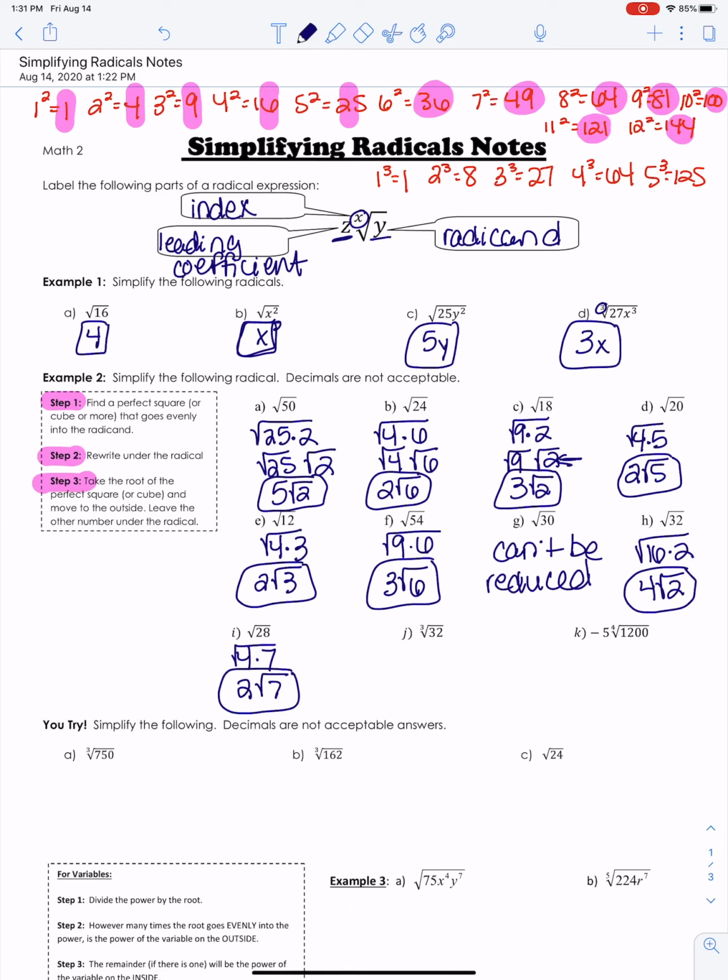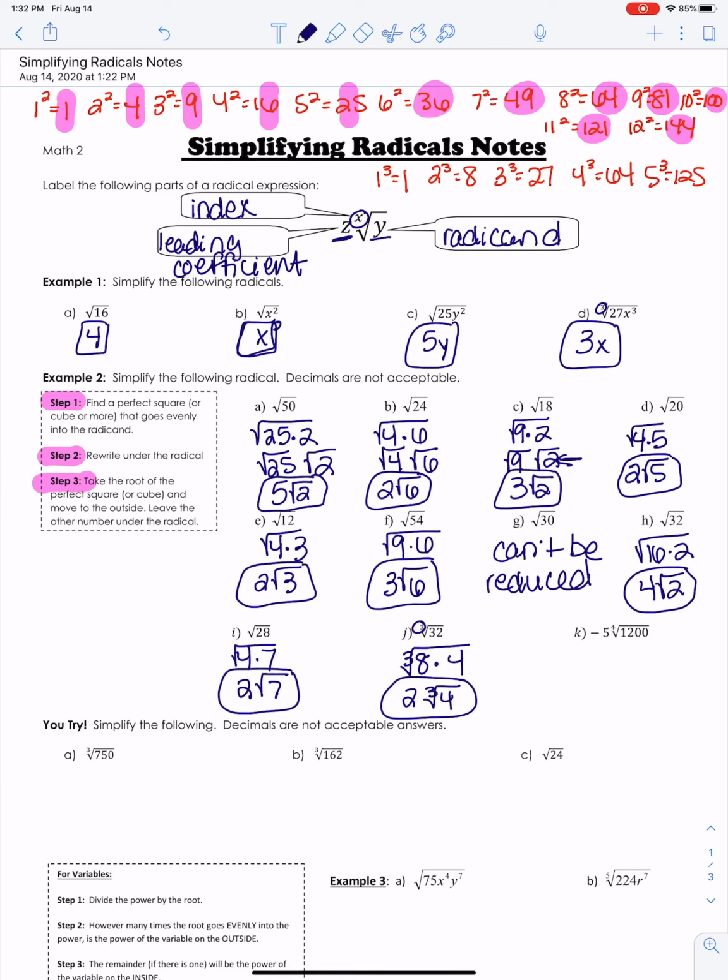Now, on J, notice your index has changed. Be careful and watch that. Your index has changed, so we're looking for a cube root. So I'm looking at my cube root list. Does 1 go into 32? Does 8 go into 32? Does 27 go into 32 evenly? Well, 8 is the number that goes into 32 4 times. The cube root of 8 is 2. And the 4 is going to stay right there.